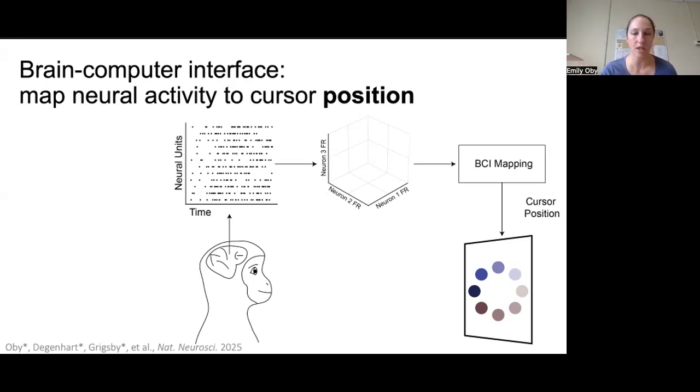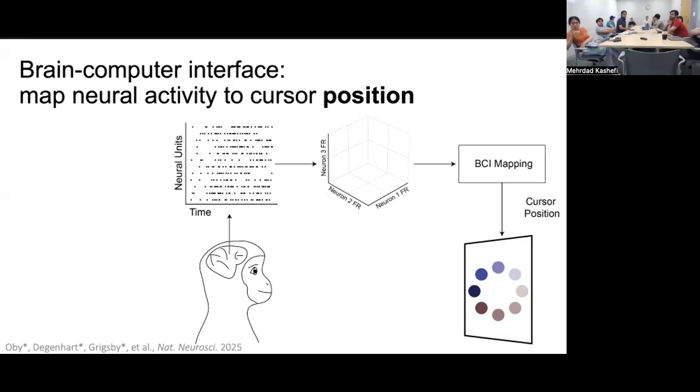And this BCI yields what we call an intuitive mapping, meaning that it's easier for the monkey to use. A lot of our previous work is BCI learning, and this is not learning. This is something that's very natural for the monkeys to use. They think about moving to the right and the cursor moves to the right. They think about moving to the left and the cursor moves to the left. And not sure this is necessary for this group, but some groups need me to say that the monkey is not moving his arm at all. He's only driving the cursor by modulating his neural activity.